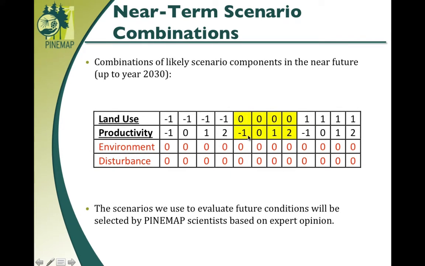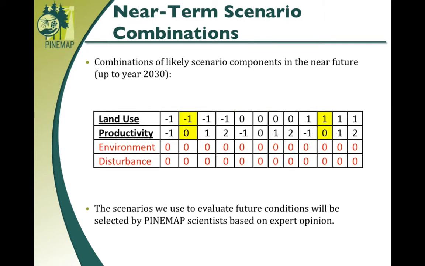What happens if productivity stays the same? Can PINEMAP goals be reached? Well, what happens if it decreases? What does that mean for carbon sequestration or increasing? So those would be reasonable scenarios to use. So that's 4 out of 12 here that could be used. But then, of course, there are other combinations to think about.